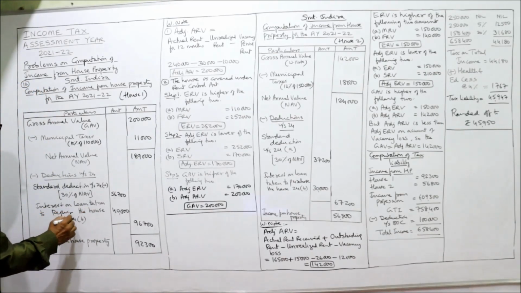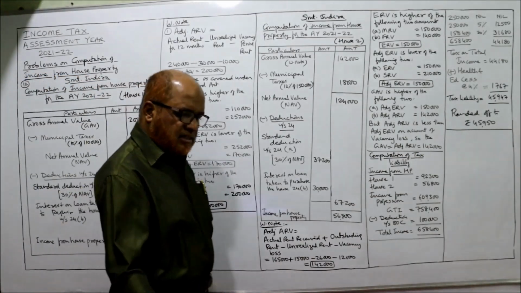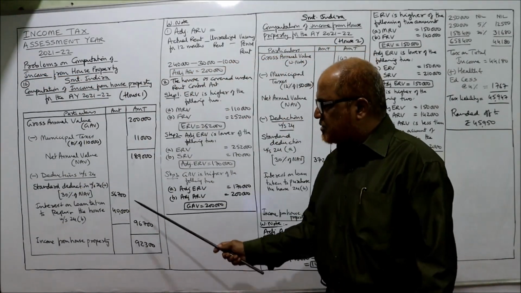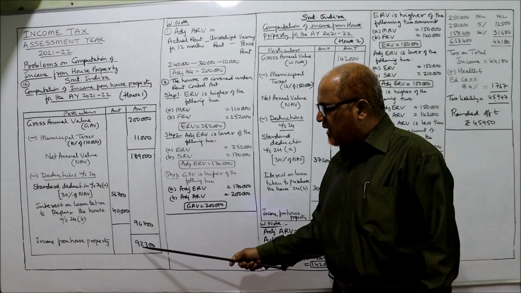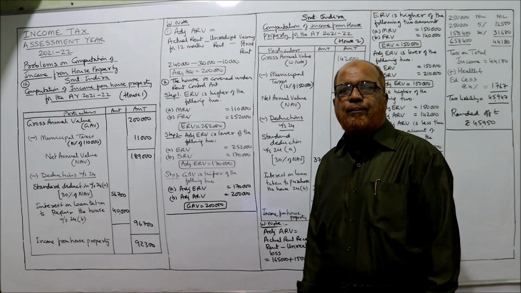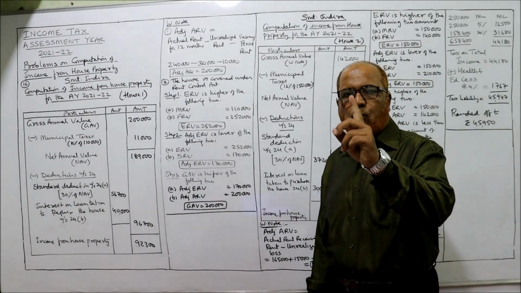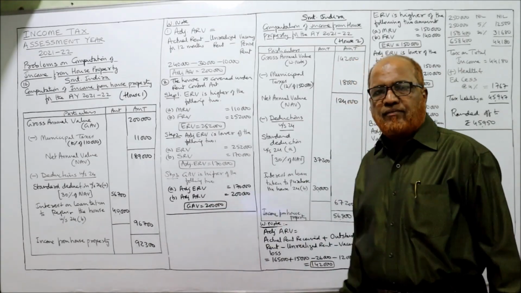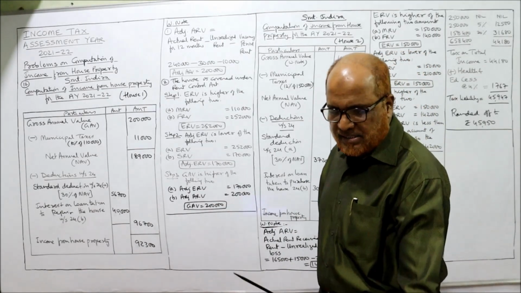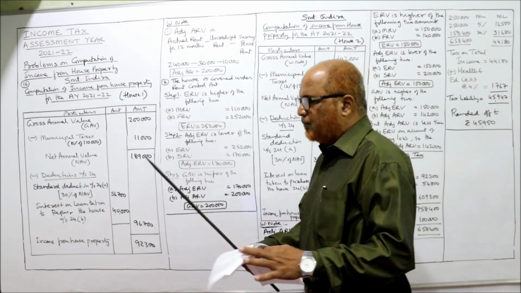Repair the house, 40,000. So total 96,700 is the deductions. Deduct 96,700, 92,300 is the income from house property, house number 1. First house we have completed. Now I am coming to the second house, house number 2.